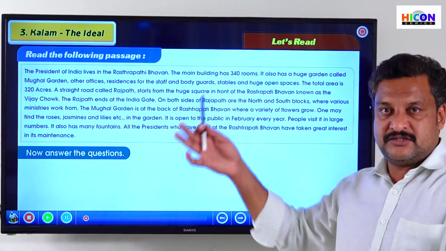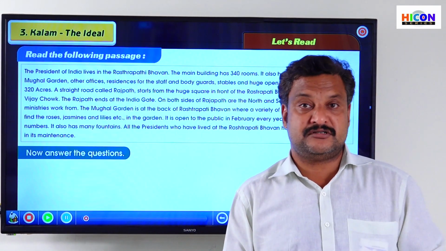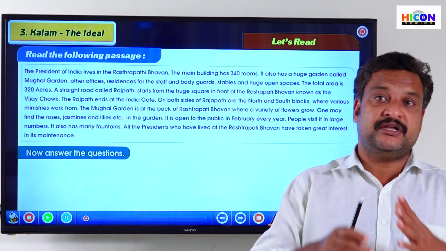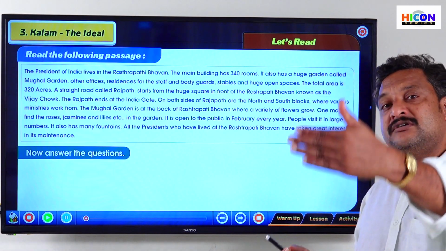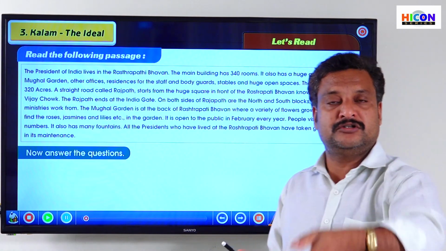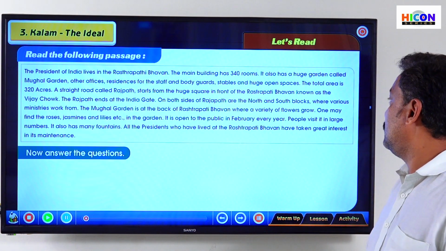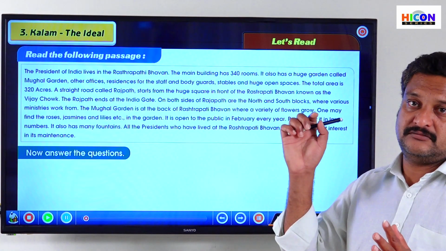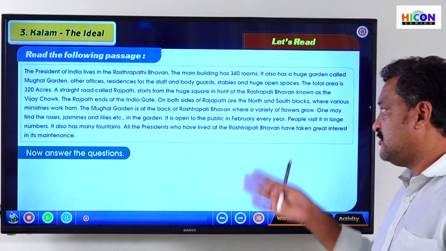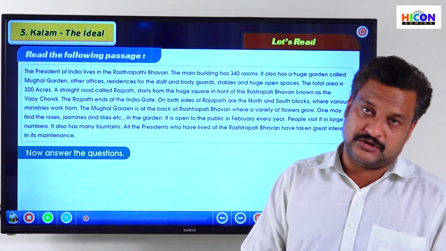On either side of Rajpath, we have the government offices, different departments. The central ministry is working in these offices. The buildings on the northern side of this Rajpath are called the North Block, and the southern side are known as the South Block. So North Block and South Block are the offices located on either side of Rajpath, from where the different ministers in the central ministry work.